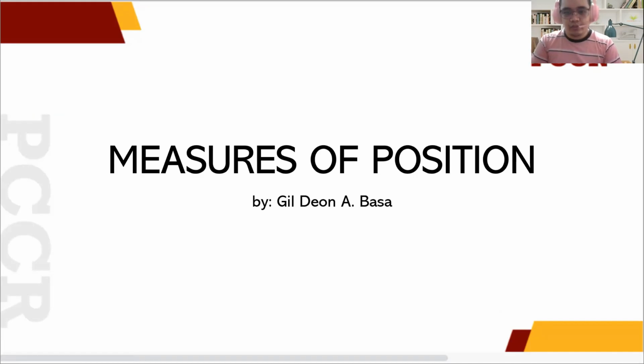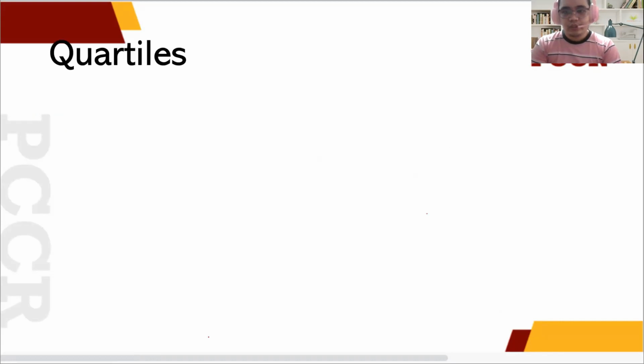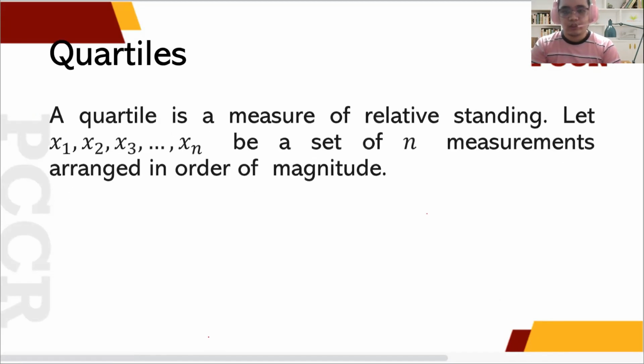So in this video, I will discuss measures of position. So ginagamit yung measures of position to know literal na position ng isang data with respect to the set of data na meron. Okay? So ano-ano yung mga measures of position na i-discuss ko dito? The first one will be about quartiles.